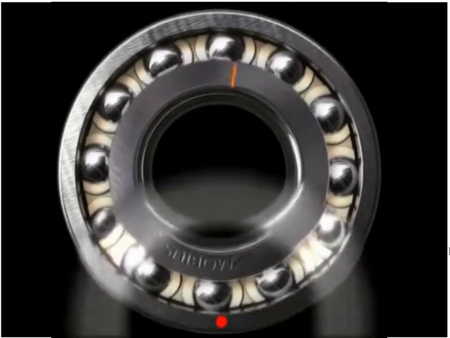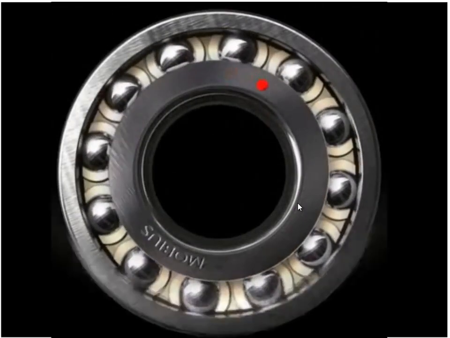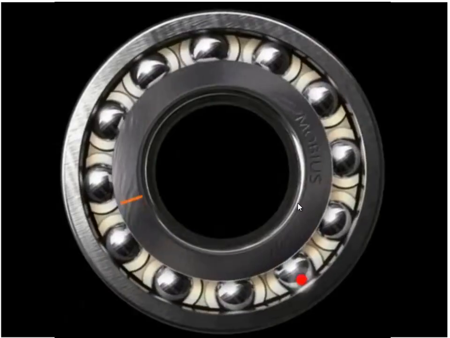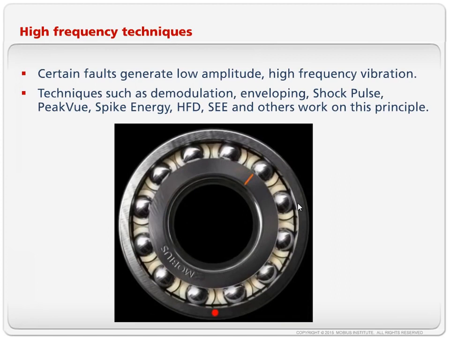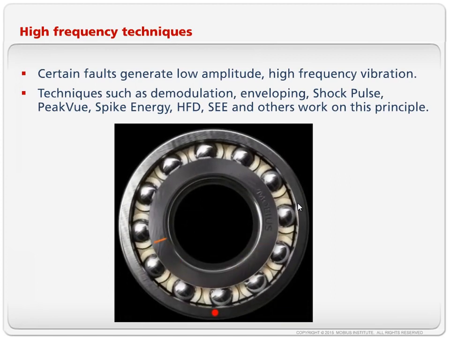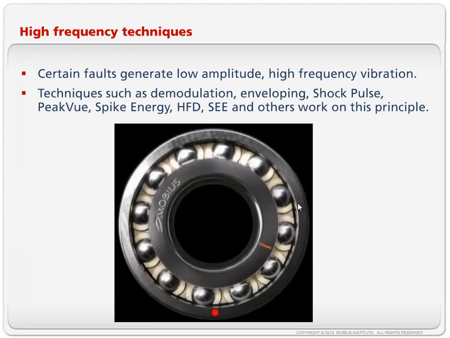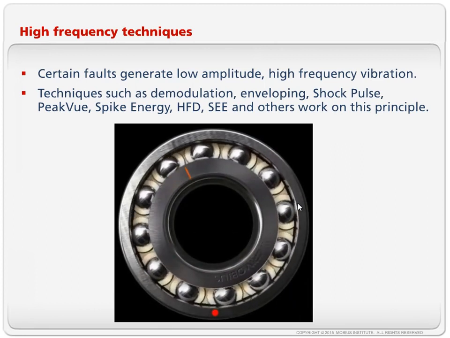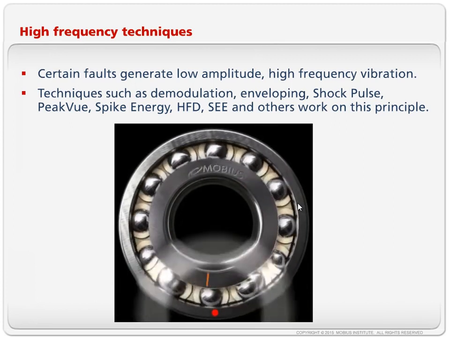So there's a problem on the outer race, problem on the inner race. Notice it's a higher frequency, but we still see those little white pulses, and if there's damage to the rolling elements themselves. So this technique goes by many different names depending on the vendor. It can be called demodulation, enveloping, shock pulse, peak view, spike energy, HFD, SWAN, and there's probably other names out there. I apologize if I've forgotten the one you're using. But bottom line is they all, in essence, do the same sort of thing.